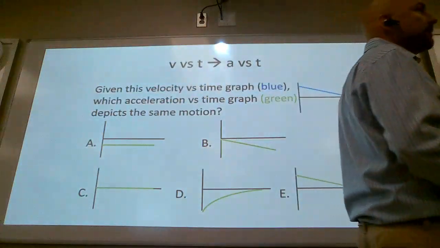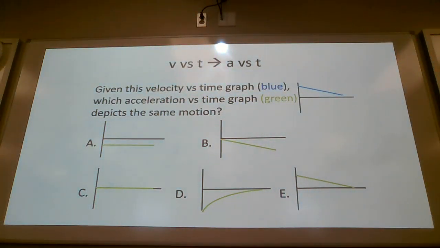Here's a little insight. In this class, acceleration versus time graphs will always be horizontal lines. We're going to assume that if velocity is changing, it's going to be changing at a constant rate. So accelerations are going to either be positive, negative, or 0, but they're always going to be horizontal. Good with that?